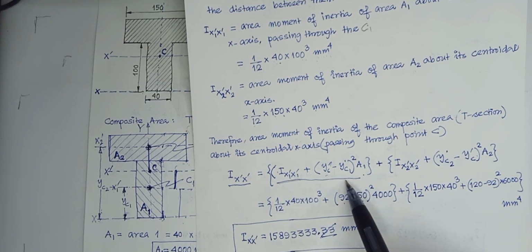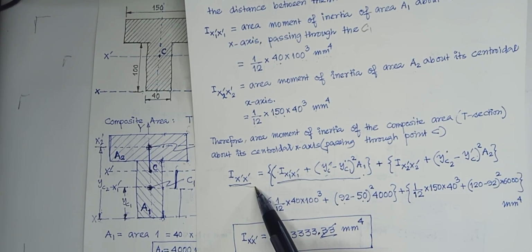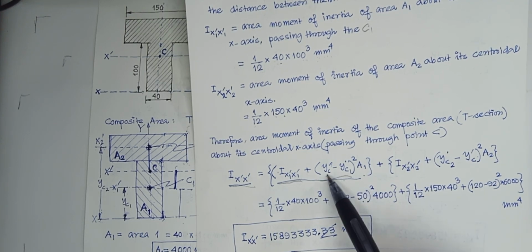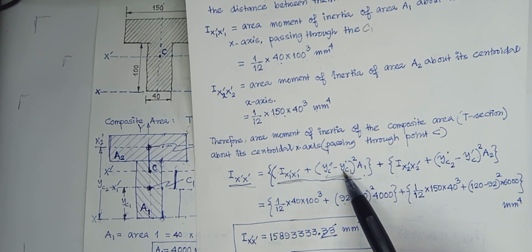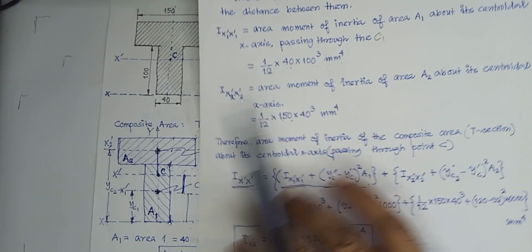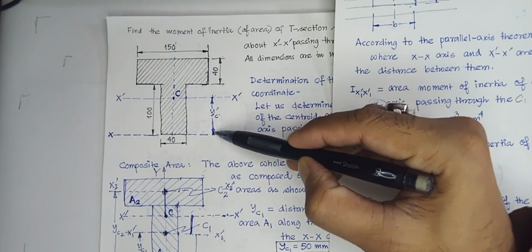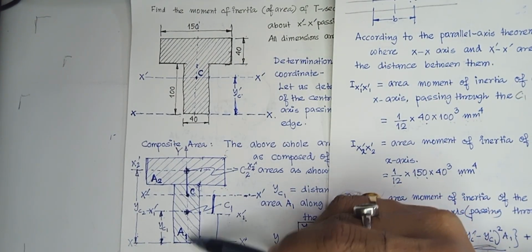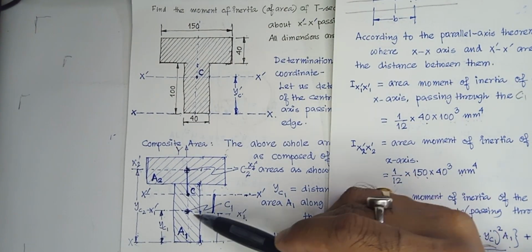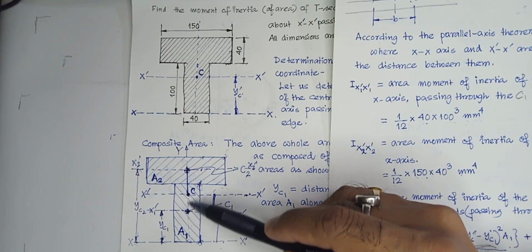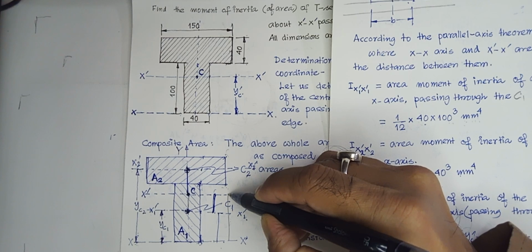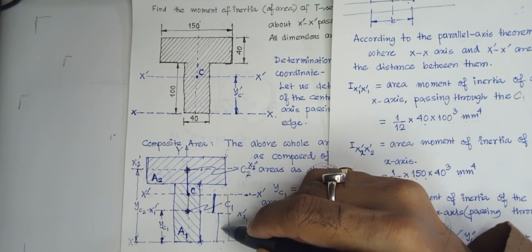So I have done that. That means that about that axis it will be the sum of this plus this. Now please note what is this, yc prime minus yc1. What is yc prime? Yc prime is this distance. Because for this area A1 I have to transfer from this to this. Therefore what is this distance? This distance will be equal to this distance minus this distance.